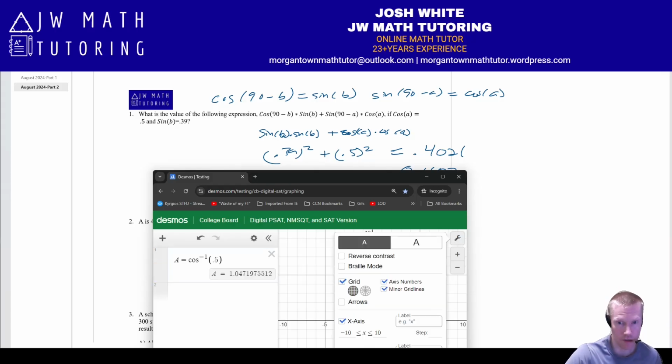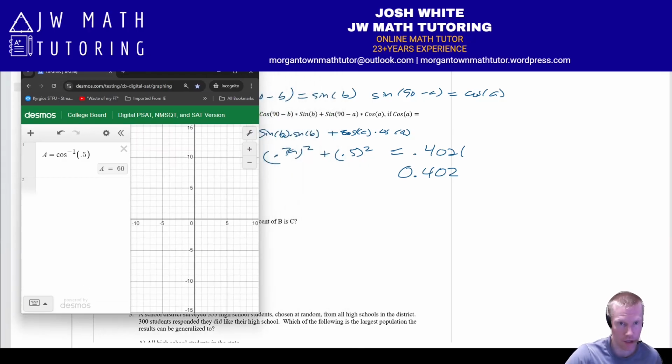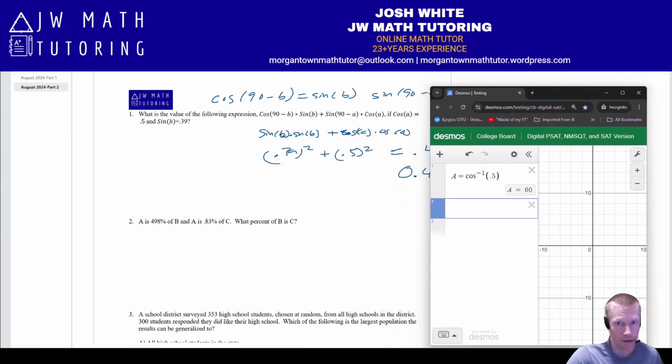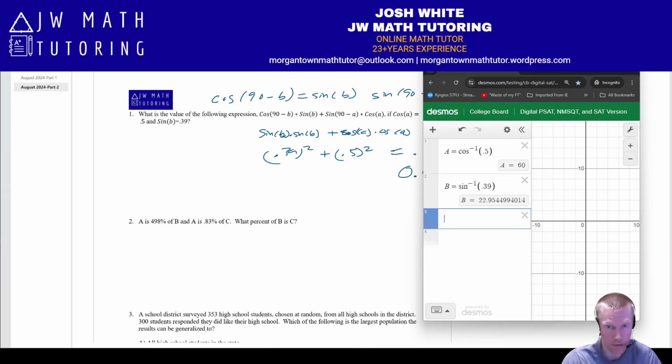Now, of course, I need to make sure that it's in degrees. Click on the wrench up there to do that. All right. So we have the measure of angle A. Let me just slide this over here. Now let's do B. So we're going to do inverse sine. Okay, that's what angle B is equal to.